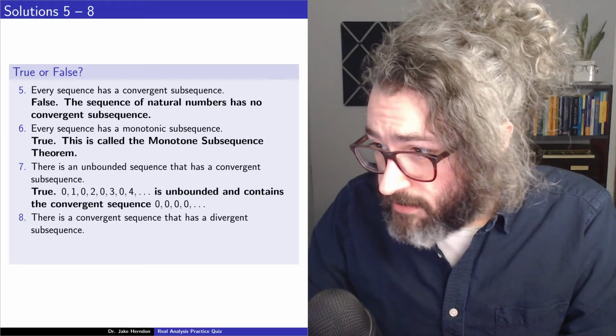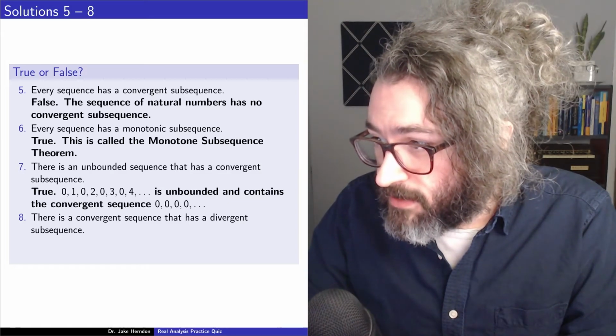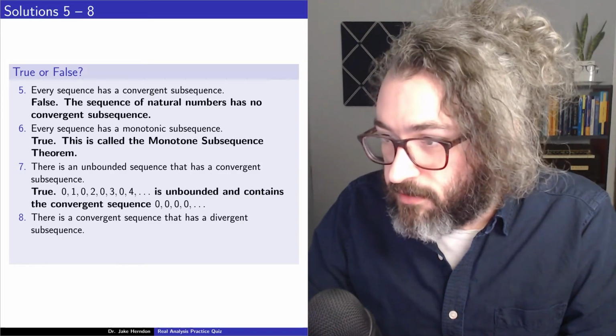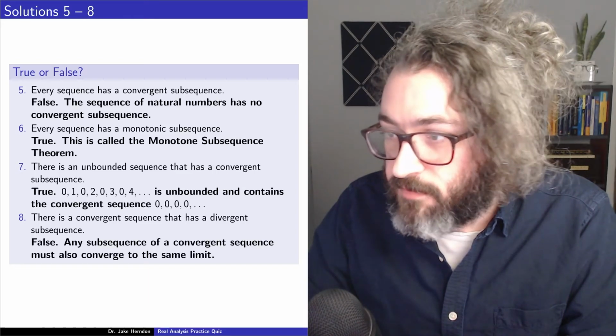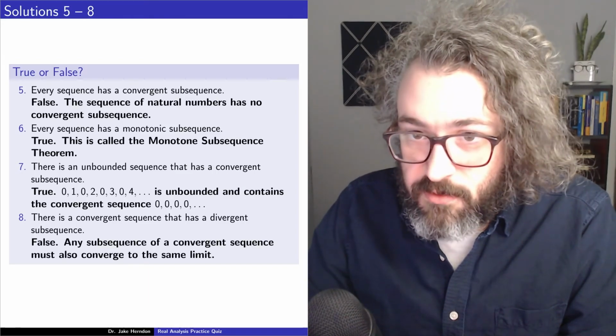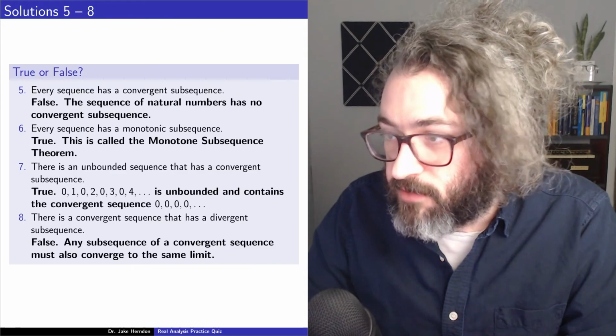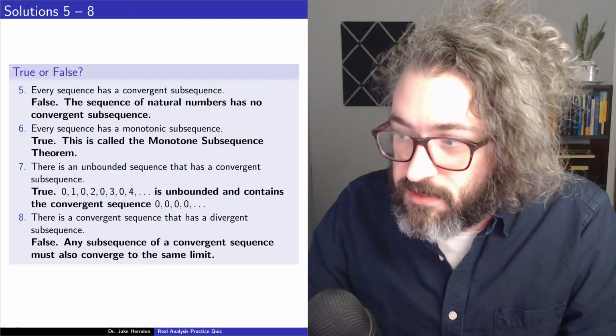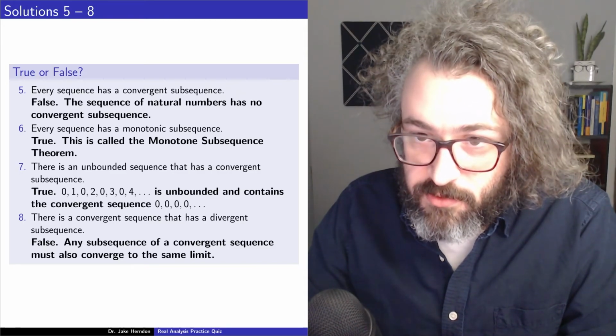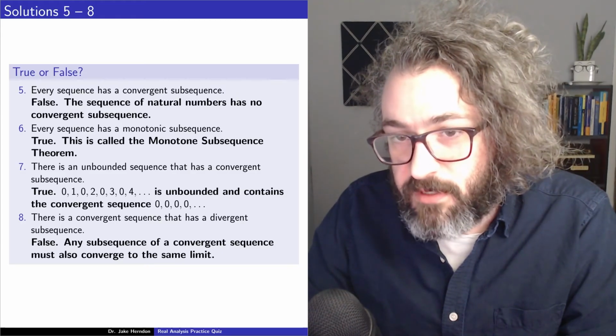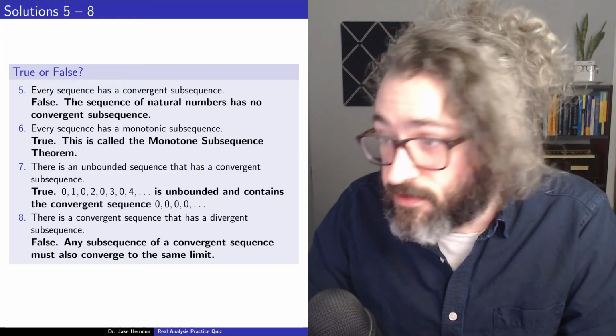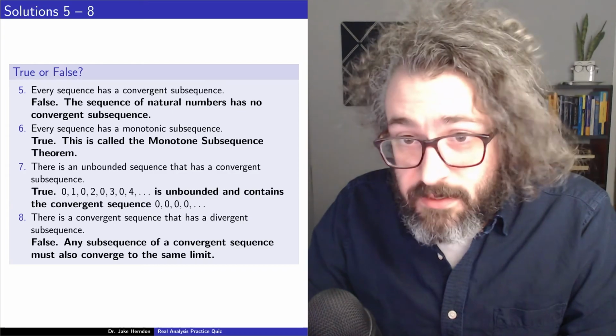In statement 8, there is a convergent sequence that has a divergent subsequence. That's false. So this is another famous fact about convergent sequences. All of their subsequences have to be convergent too, and they'll converge to the same limit as the original sequence. So that's the end of the quiz.